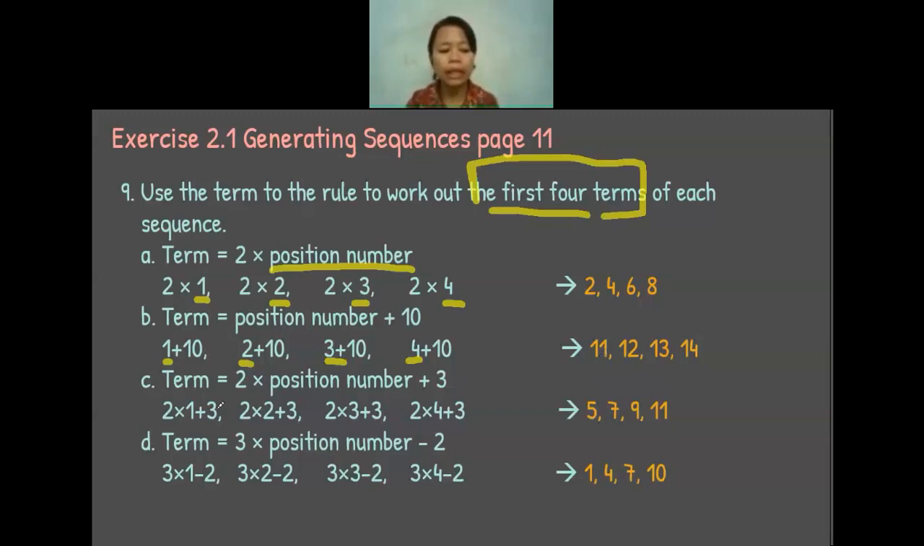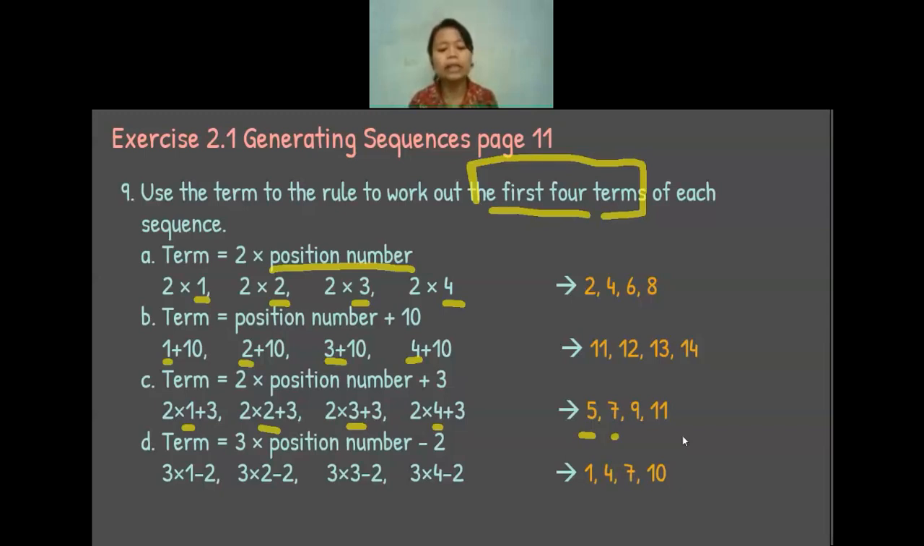For question 9c, we replace the position number again with 1, 2, 3, 4. So for the first term, it will be 2 times 1 plus 3. Remember BODMAS, we have to finish the multiplication before addition. So 2 times 1 is 2, 2 plus 3 is 5. So the first term will be 5. Second term, it will be 4 plus 3, which equals 7, and so on. So the first four terms in question 9c will be 5, 7, 9, and 11.